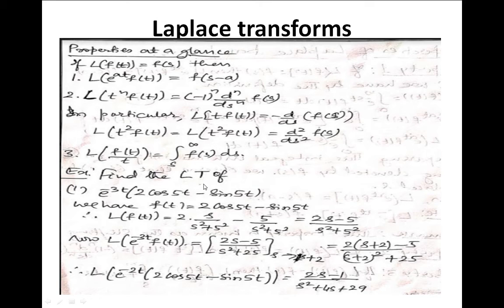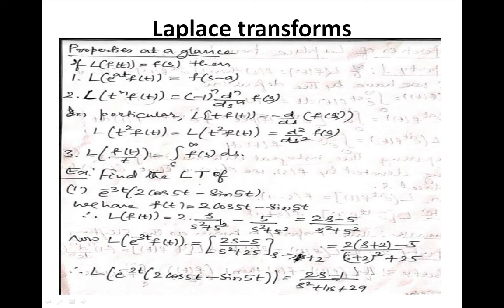Then let me take one simple example. Find the Laplace transformation of e to the power minus 3t into 2 cos 5t minus sin 5t. Then we have f of t is equal to 2 cos 5t minus sin 5t. Then what shall we do? e to the power minus 3t is common, keep it outside, then find f of t. What is f of t? It is a product term. Then f of t will be 2 cos 5t minus sin 5t.